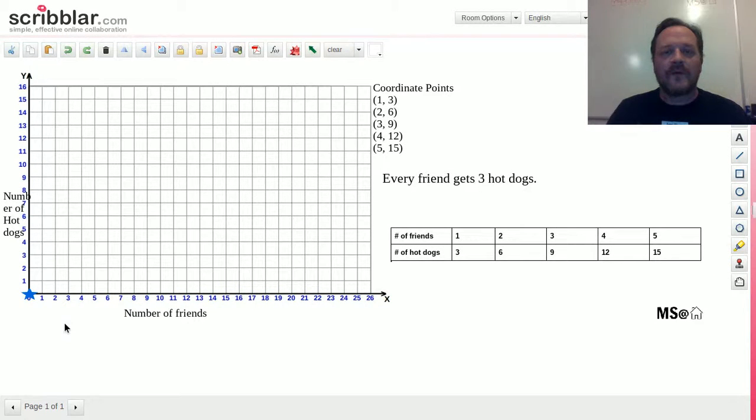The next one says 1, 3. One person, 3 hot dogs. So that means down here on the x-axis, I have one friend. And if one person shows up, that means I'm going to buy 3 hot dogs. There we go. Okay.